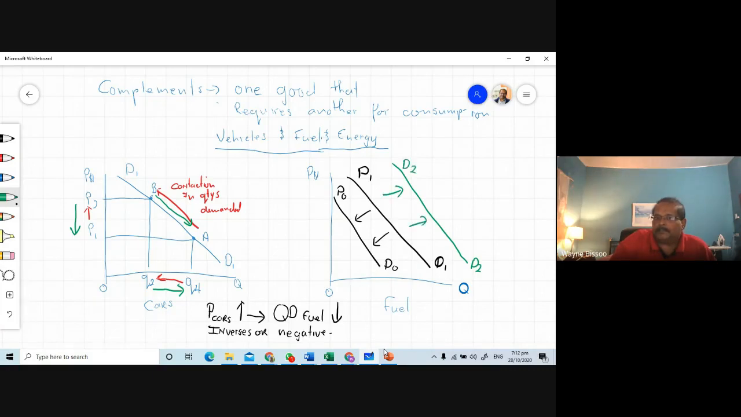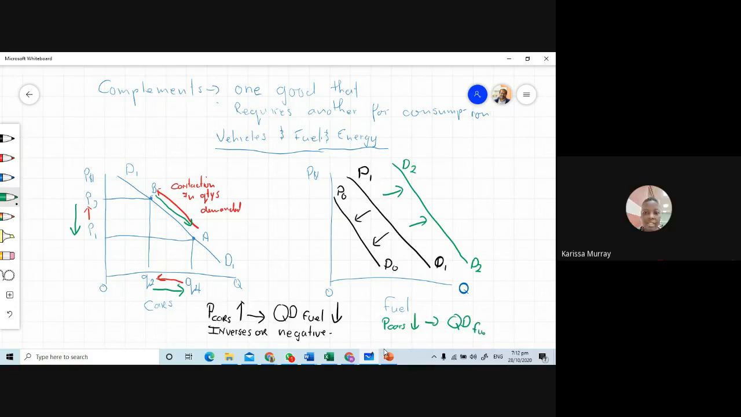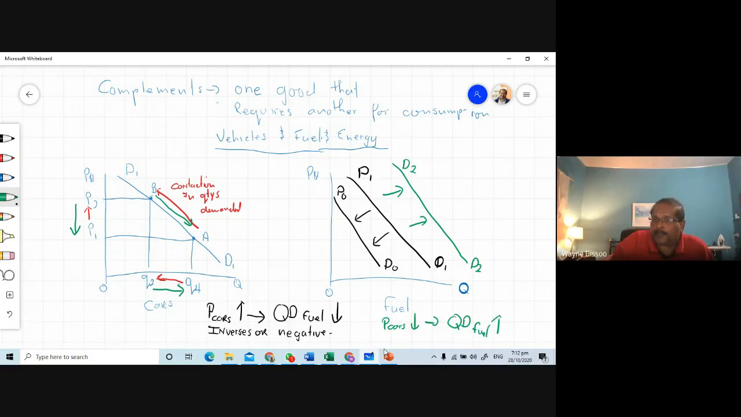Yep, that makes sense. But it's still giving us a negative relationship, because in this case, the green case here, we still have the price of cars going down, leading to the quantity demanded for fuel going up at all prices, as seen through this shift in the demand curve here. You see that?